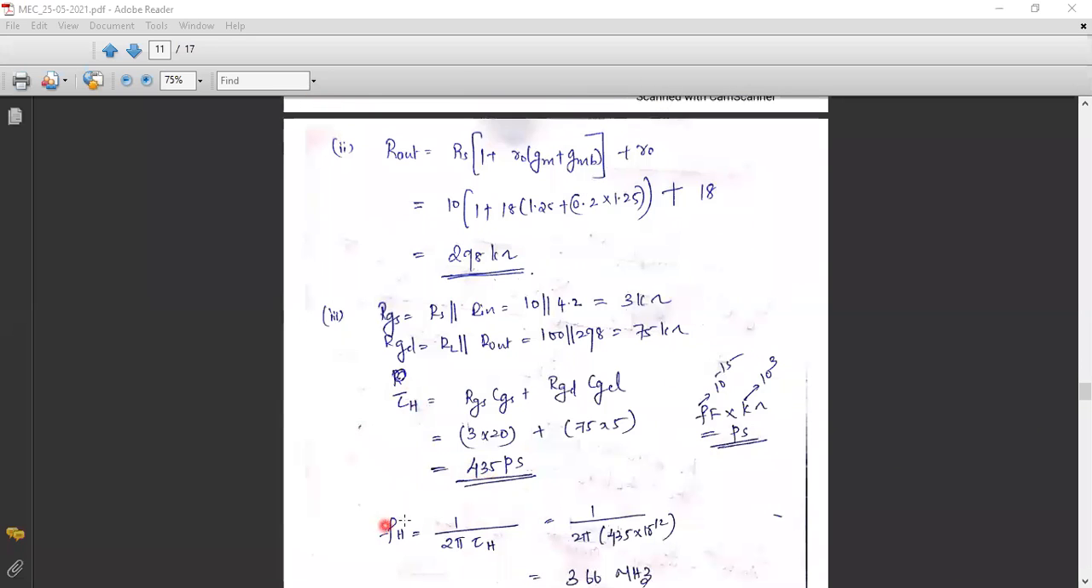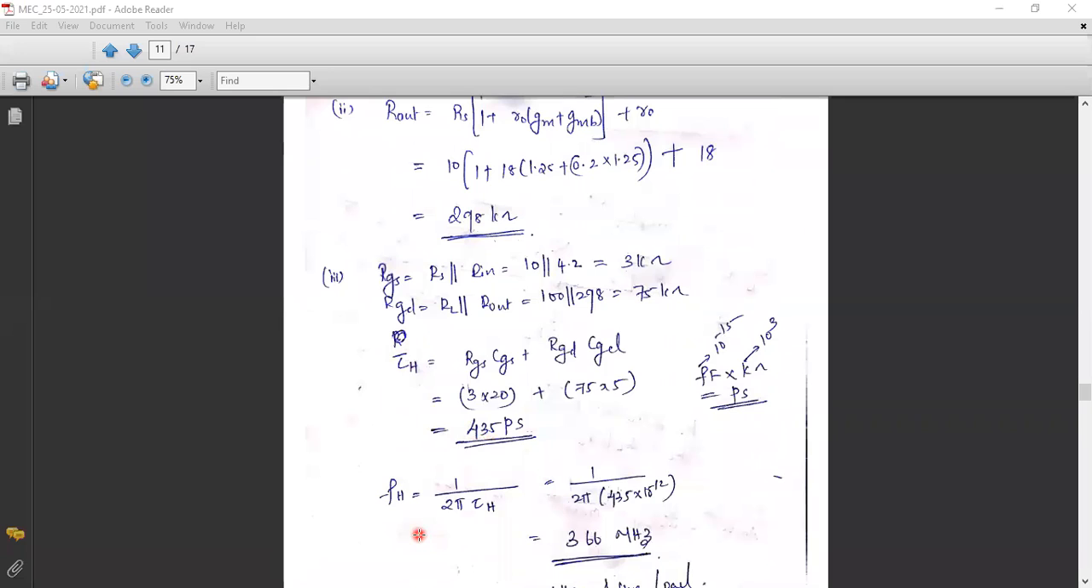After that, we can go with our final equation to compute the cutoff frequency FH. Substitute and tell me whether you are getting this answer. While substituting, you need to convert pico into seconds, so 10 to the power minus 12. Then you will get a big answer in hertz. Divide it by 10 to the power 6, then you will get the answer in megahertz. Check it.